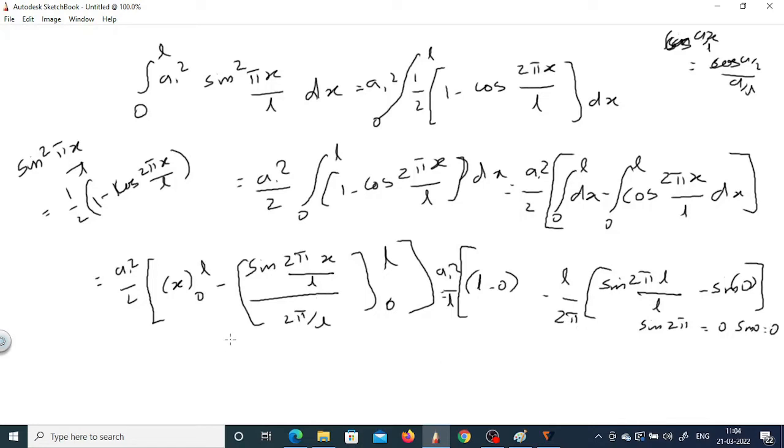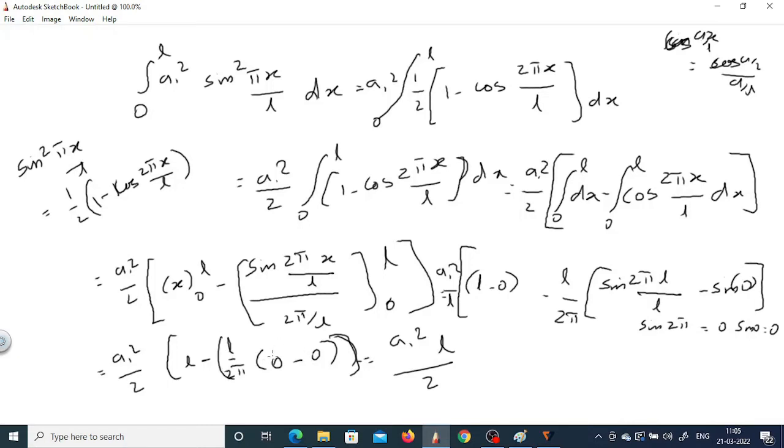So what happens with this term? The next term I can write like this: a1 squared divided by 2 into L minus 0. I can get L minus L by 2π. Here sin 2π is 0, so if I substitute 0 here, I get 0. Sin 0 is also 0, so I get 0 here. From this I can get a1 squared into L divided by 2, because this whole term is converted into 0.